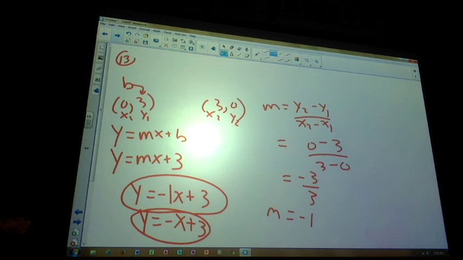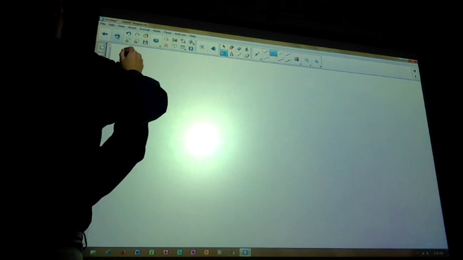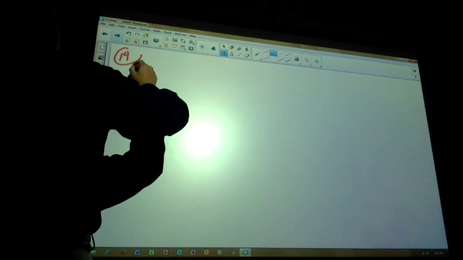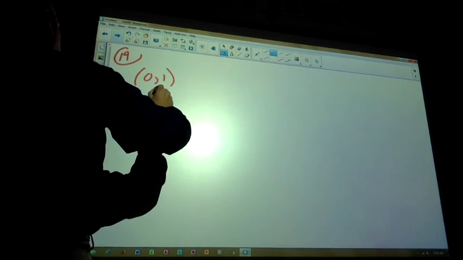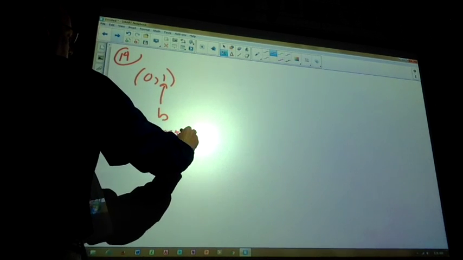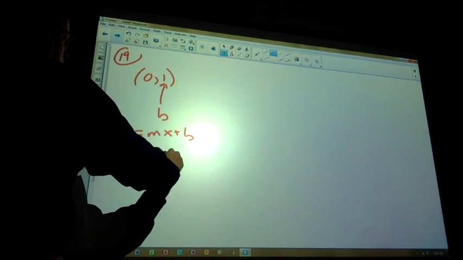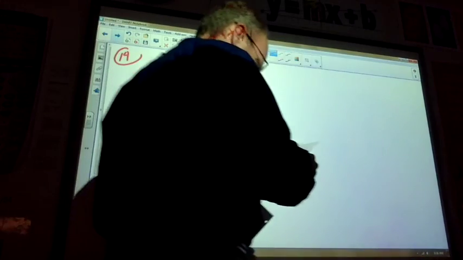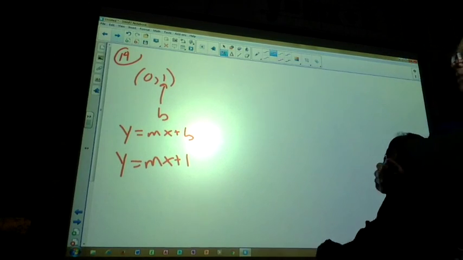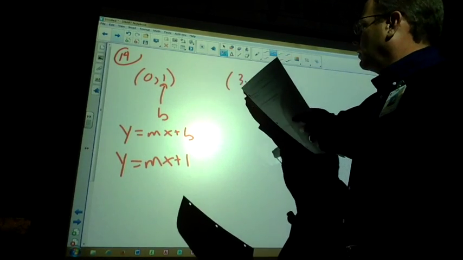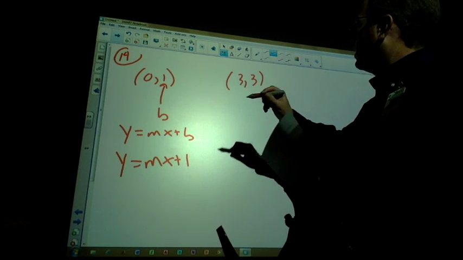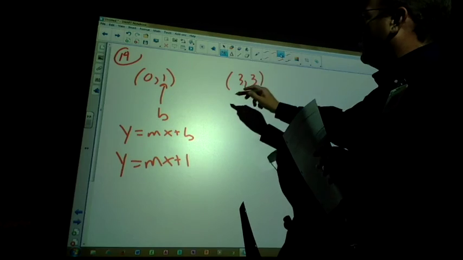Looking at number 14, you might have a whole bunch of different answers depending upon which values you plugged in. So where it crosses the y-axis is here. So that's my b value. And I think 3, 3 works. Does that make sense if I said that? So I think that's the other point we could use.